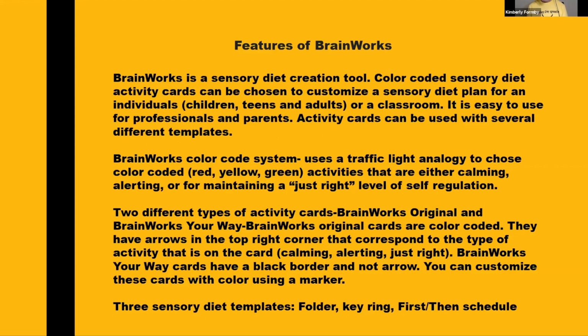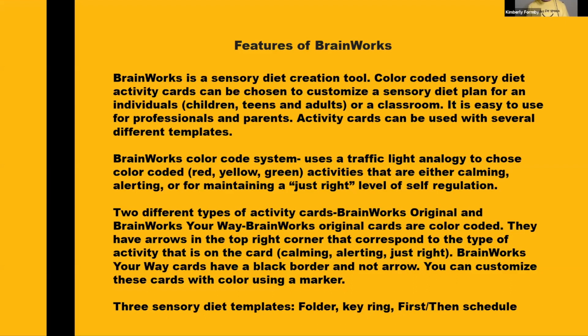One is what's called the BrainWorks original cards, and those original cards are the ones that are color-coded. They have arrows in the top right-hand corner, and I'll show you this later when we actually look at the website. Those arrows correspond to the type of activity that's pictured on the card, whether or not it's a calming activity, a learning activity, or a just right activity.